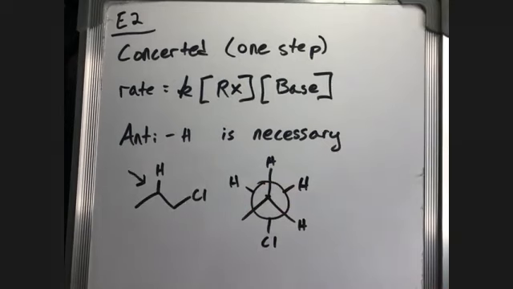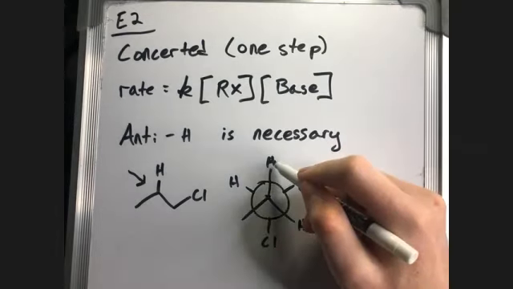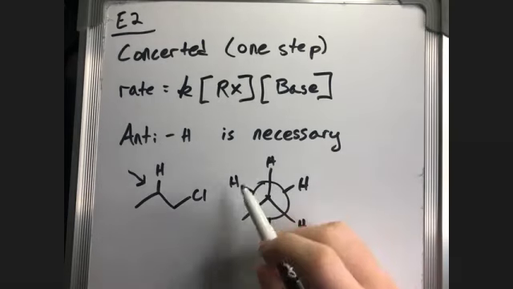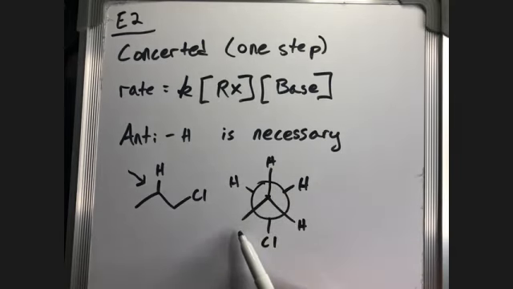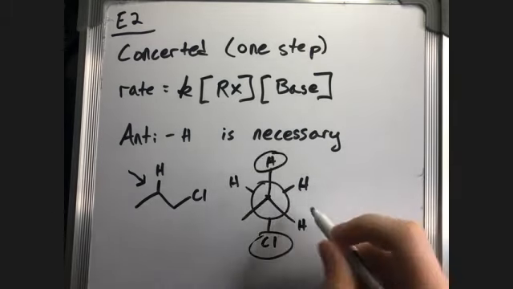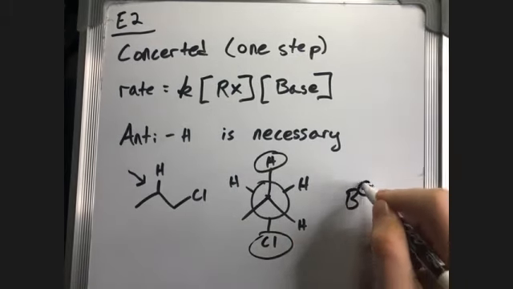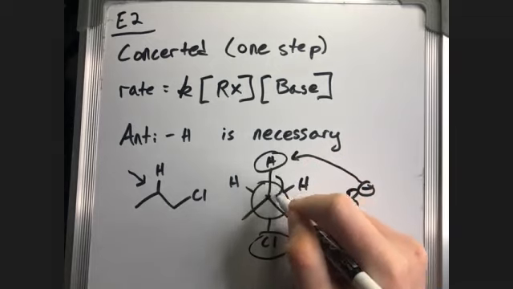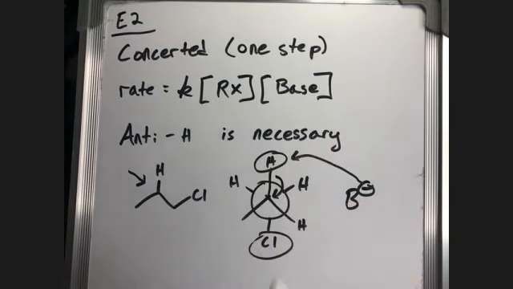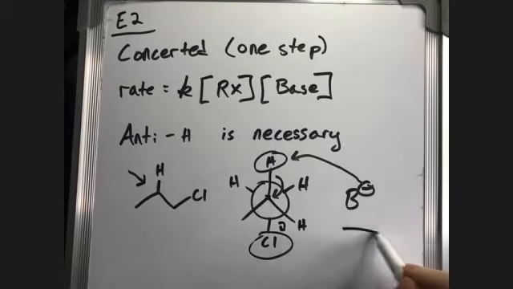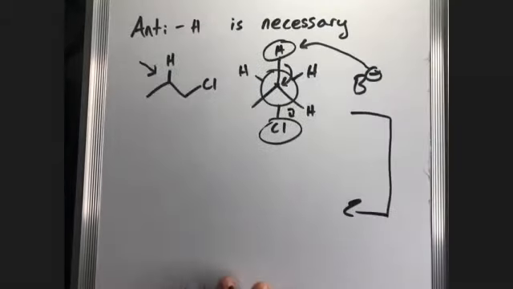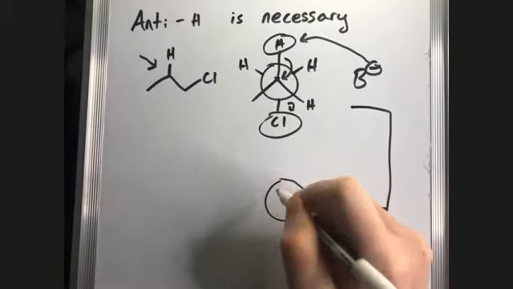The anti position is when you have substituents that are across from each other in the Newman projection. So here, this hydrogen is anti to the chlorine, and this hydrogen is anti to this CH3. You have to have this type of configuration for E2 to occur. Once you have this configuration, the base can come in, take this proton, you form the carbon-carbon double bond, which is between the plane of the board here, and then you kick this out. So this makes your alkene product, which in a Newman projection looks like this.